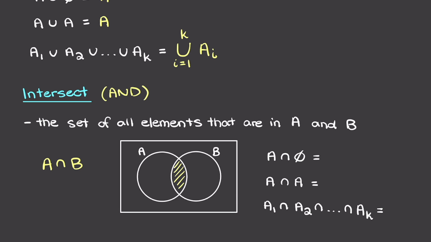So now if we have A intersect with the null set, well, the only thing in common between A and the null set is nothing. So the intersection is the null set. A intersect with A is of course just A. And similarly, if we have a sequence of sets A1, A2 up to AK and we're intersecting them all together, we can denote this by writing the intersection from I equals 1 to K of AI.